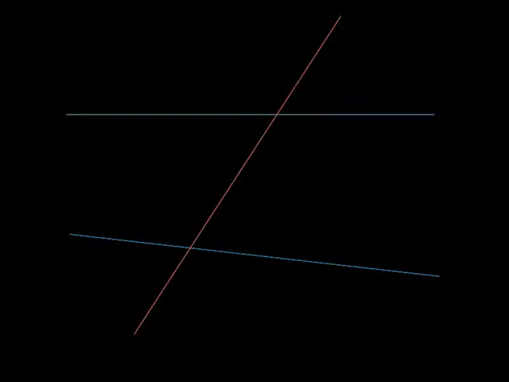Now, watch what I'm going to do. I'm going to mark some angles here. 1, 2, 3, 4, 5, 6, 7, and 8. All right, see all those angles that are marked? We have a lot of different names, a lot of different relationships for these angles, and that's what I want you to see. Now look at the two blue lines.